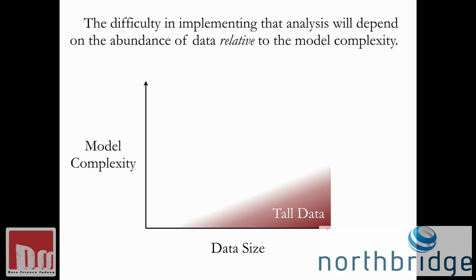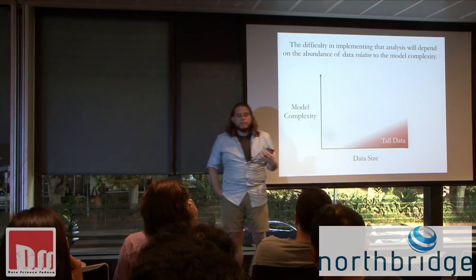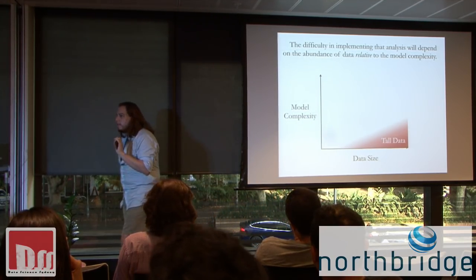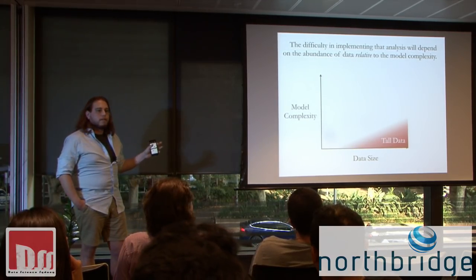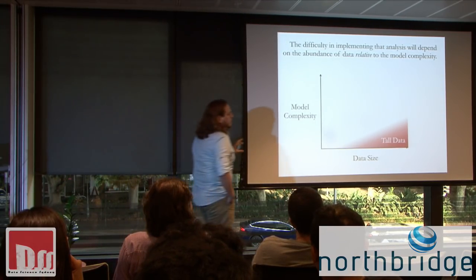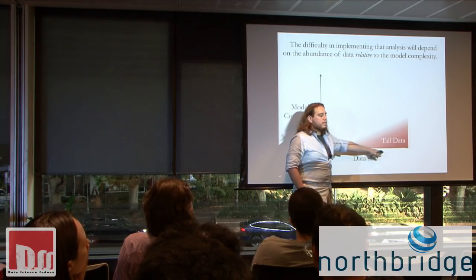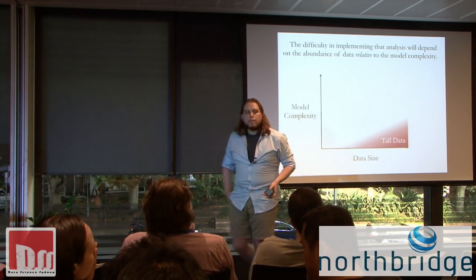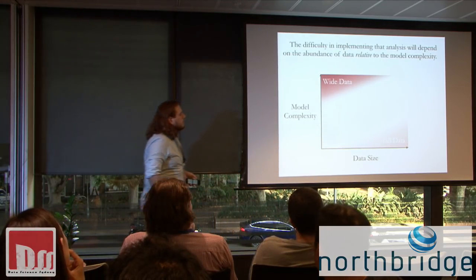Now, this is a wonderful regime because that data is so powerful, you have very little uncertainty. And the uncertainty that you do have is so nice and well-structured that you can get away with a lot of approximations. So a lot of algorithms that you see being thrown around these days are really aimed at this tall data regime. But we also have this kind of complementary wide data regime on the other side of space.